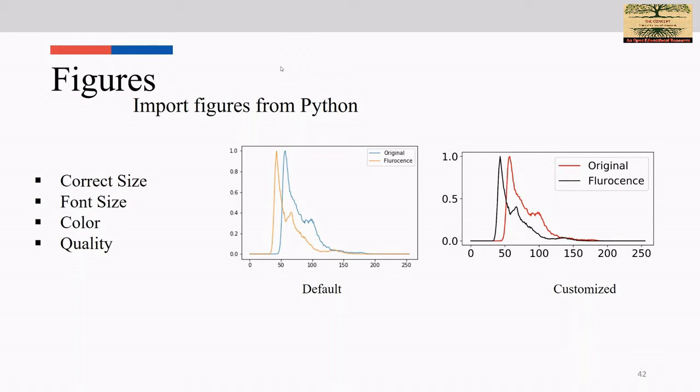For example, the left one is the default settings, and the right one I have customized. You can see the font, the size, the color, the width. I have changed everything. So the right one shows high quality, and the left one is really poor quality. So when you are exporting figures from Python, you have to remember those things.